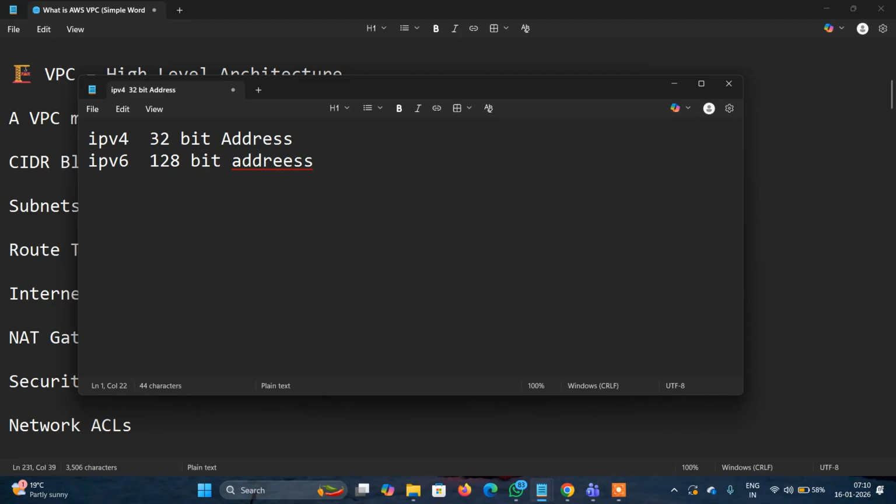IPv4 is a decimal. It is notation in the decimal number system. IPv6 is a hexadecimal number system. Yeah, hexadecimal.